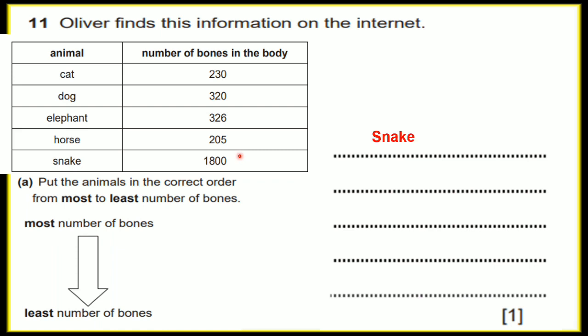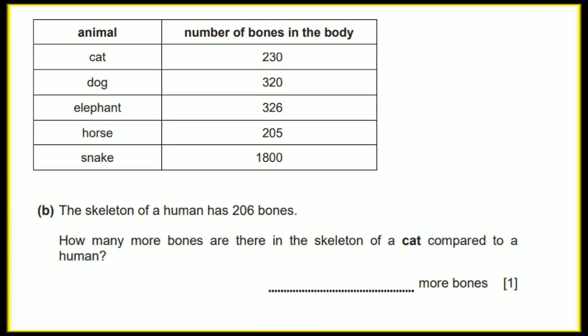1,800, that is a snake. Followed by the next one, 326, elephants. Followed by the next one, 320, you have dog, followed by the next one, 230, you have cat. Then finally you have 205, horse. Okay, the skeleton of a human has 206 bones.